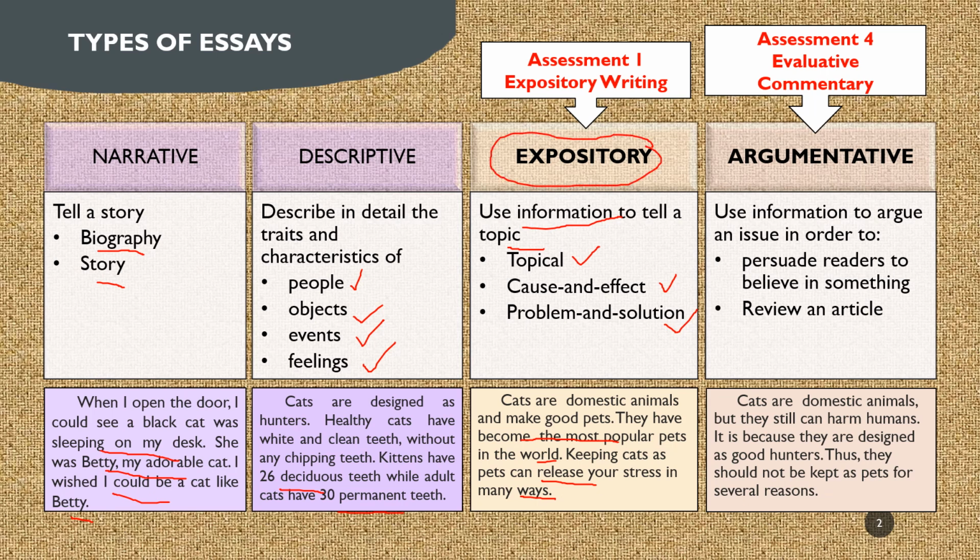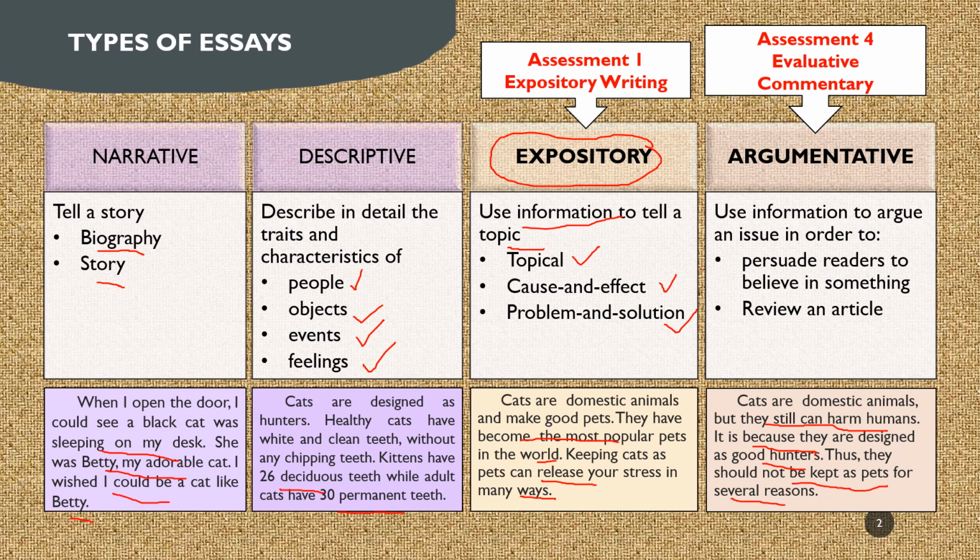So next, we are moving on to the last type of essay, the argumentative essay, which is your fourth assessment, and the assessment is based on the pair work. So an argumentative essay uses the information to argue an issue in order to persuade readers to believe in something, and it also can be used to review an article, as you will need it to argue with the writer's opinion. For example, cats are domestic animals, but they still can harm humans. It is because they are designed as good hunters, thus they should not be kept as pets for several reasons.